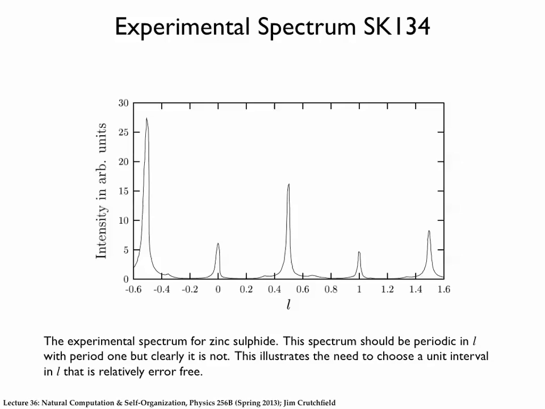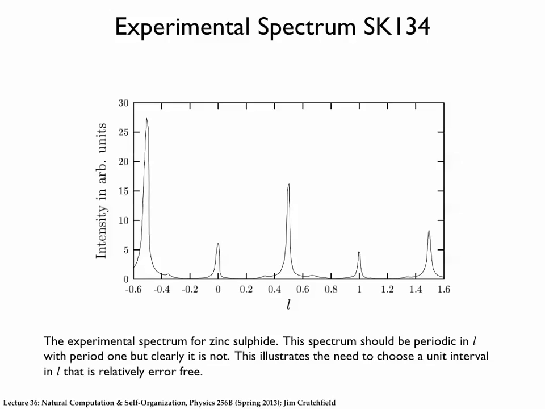because the diffraction spectrum has to be periodic in L. I didn't really emphasize that when I showed you the diffraction spectra earlier this lecture, but when I did on Monday, and on Tuesday, we argued that it had to be periodic with period one. So this peak should look the same as this peak, and they don't. Clearly there's some error. So what we can do is use the figures of merit to try to find an interval here. We need a unit interval in L that will give us a relatively error-free integration interval. And we do that.